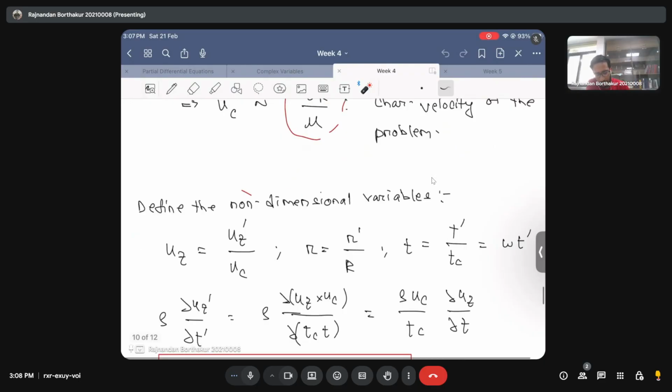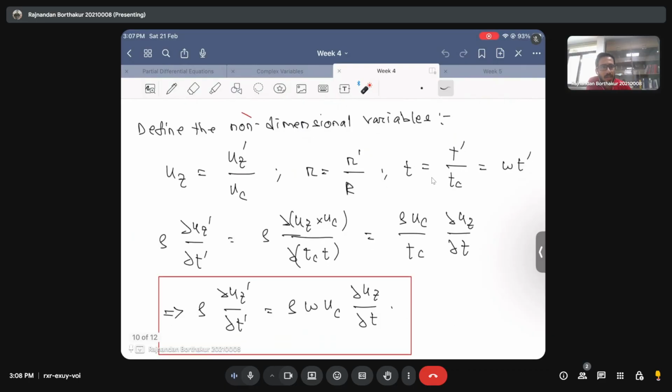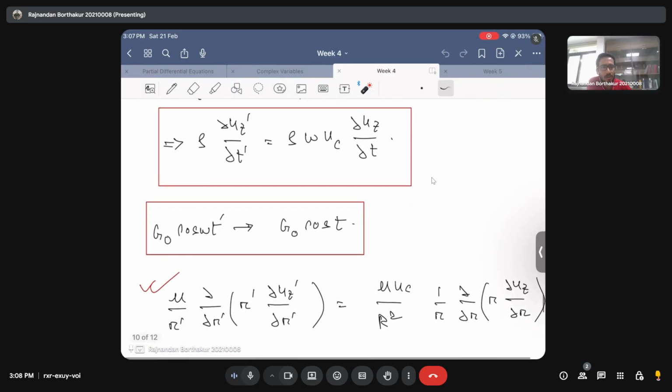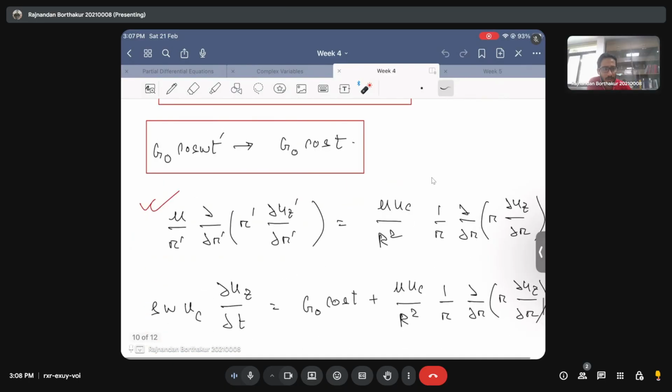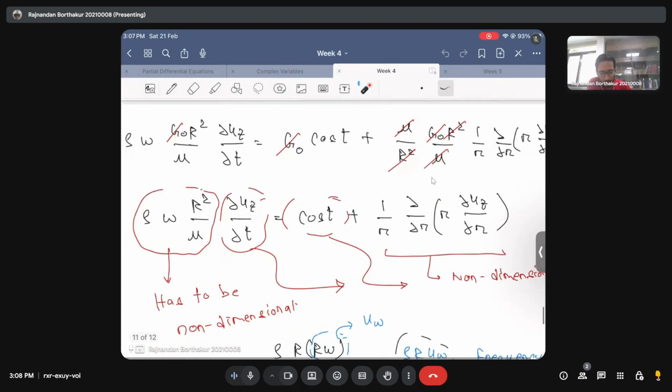Okay, so moving forward, what we did is, once we know the characteristic scales, we define the non-dimensional variables, which are just the dimensional variables divided by the characteristic variables. Then we substituted these non-dimensional variables into the dimensional governing equations to transform the dimensional equation into the non-dimensional equation.